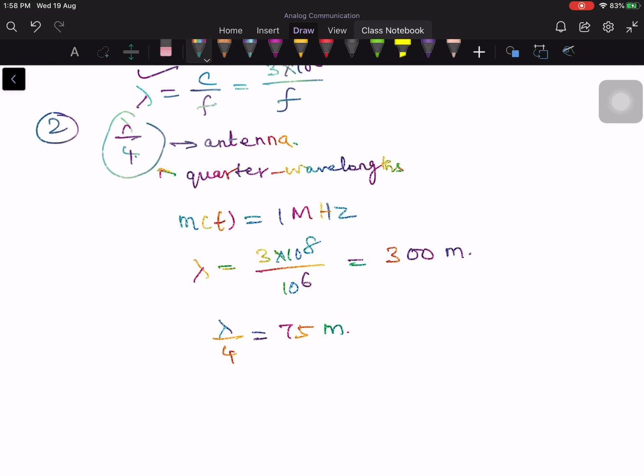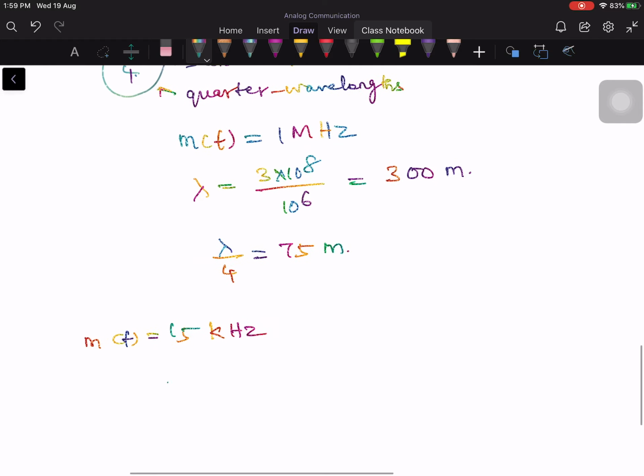Alternately, for a signal at 15 kilohertz, like your m of t is at 15 kilohertz. So let us take a music signal or a voice signal. Now the antenna length is going to be, lambda is equal to 3 times 10 to the 8 divided by 15 times 10 to the 3. So if you simplify this, it will be roughly 5000 meters. So a vertical antenna of this size is impracticable. It's not at all possible. Therefore, you cannot radiate the signal into the open atmosphere. So this is the second reason that we need to go for modulation.